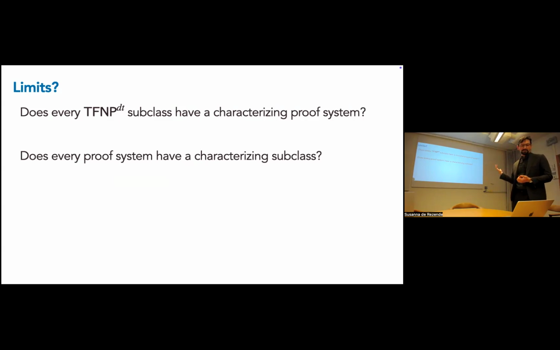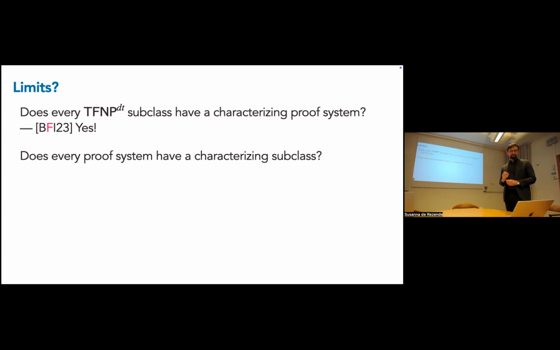And questions like, these classes that we don't have proof systems for, are there proof systems for them? Have we just been bad at thinking about them? Or is there some reason that there's no proof system? So the first question is whether every TFNP subclass has a characterizing proof system. The answer to this we showed is yes. I'll show you how to do that at the end.